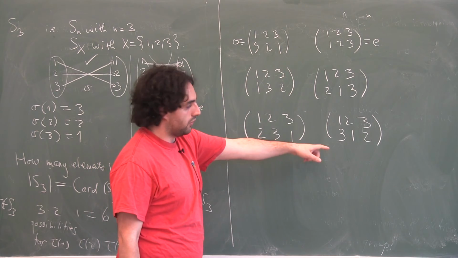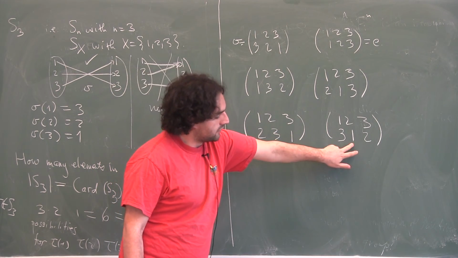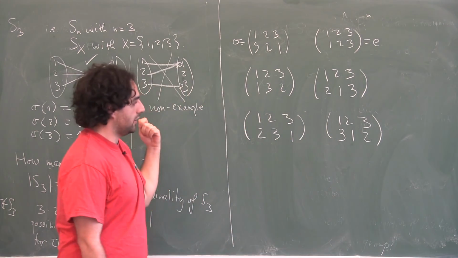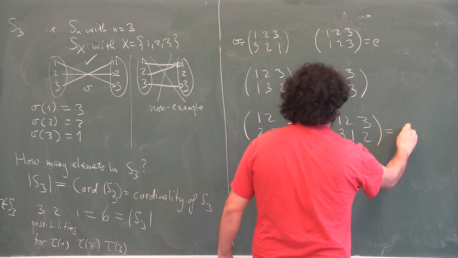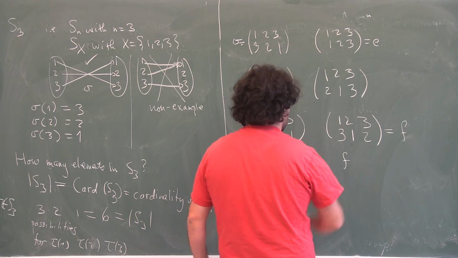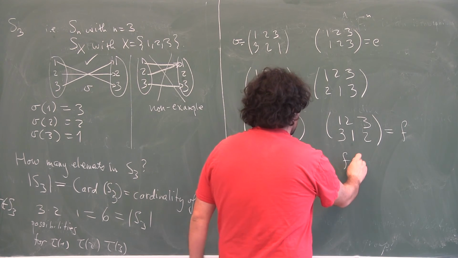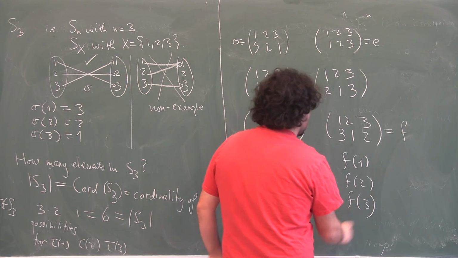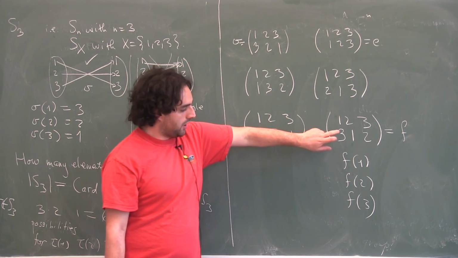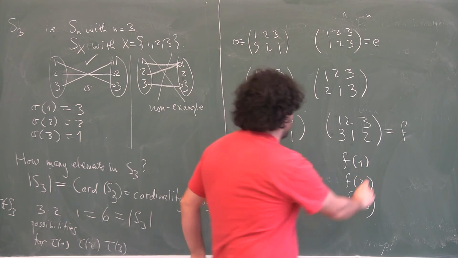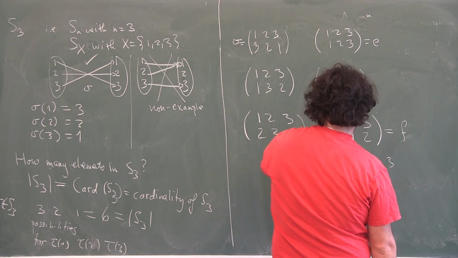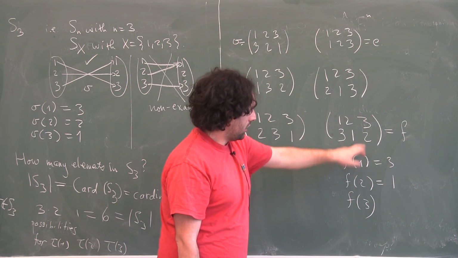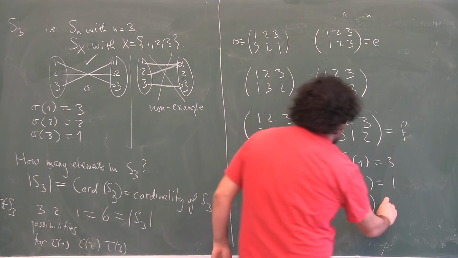Just to make sure that we're on the same page, let's take this last one and unpack this notation back to writing it as a function. Let's call this f, and let's say, what does this mean as a function if I want to write f of 1, f of 2, f of 3? Well, below 1 I have 3, that means that f of 1 is 3. Below 2 I have 1, that means that f of 2 is 1. And below 3 I have 2, that means that f of 3 is 2.